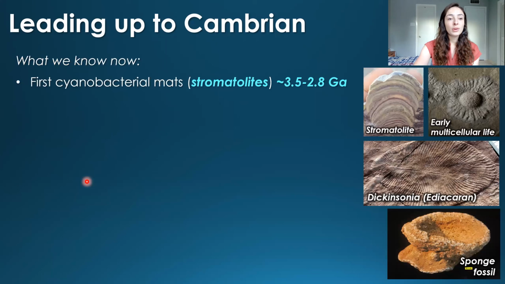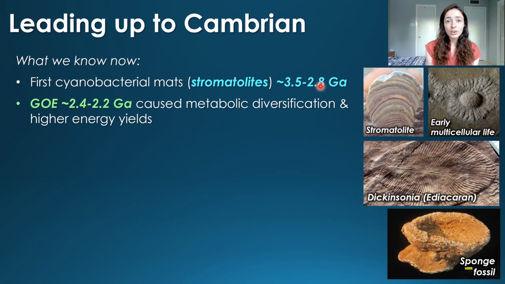What we know now is, well, we still know that cyanobacterial mats came before, so check that box. And then the GOE, or Great Oxidation Event, occurred around 2.4 to 2.2 billion years ago, causing metabolic diversification and higher energy yields. And I'll talk about that more as we go on, but that's when oxygen levels on Earth rose because of the production of oxygen by these cyanobacteria, because they're photosynthesizers. And so I have a whole video about the GOE. I'll link it up here to the top right, but I'll also go over it more later as well.